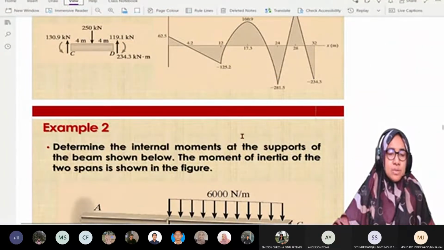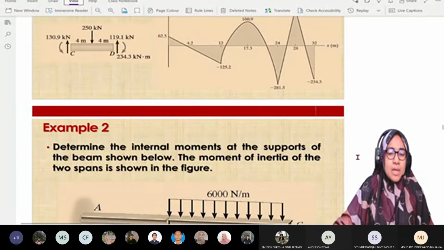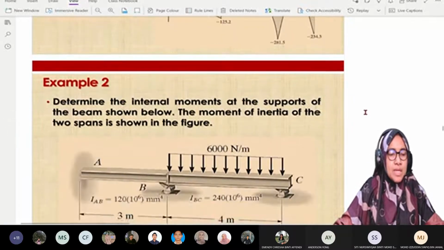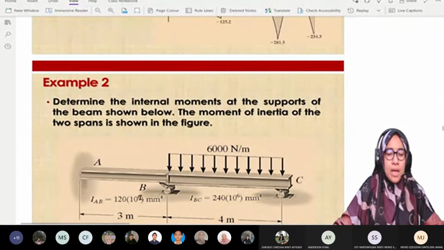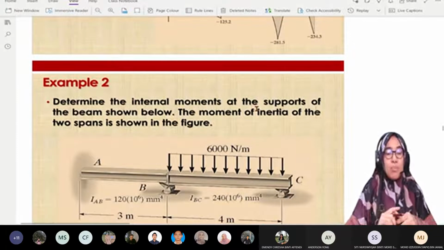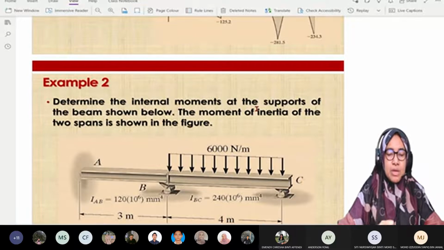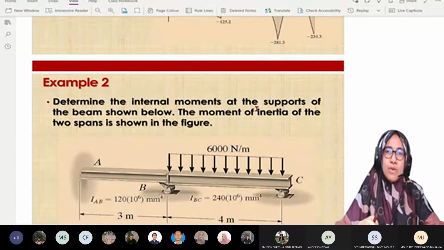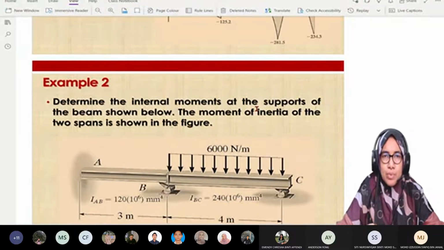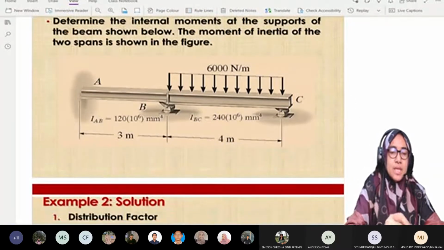So in the notes, as you can see right now, we have an example of how to analyze an internal moment or member end moment. This is a case where the internal moment is the member end moment, the output for MDM, and A is fixed, B roller, C roller. This is one of the examples which is similar to the one that is given to you, when C is roller.